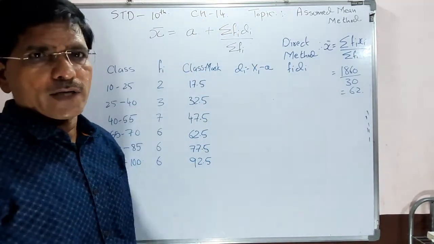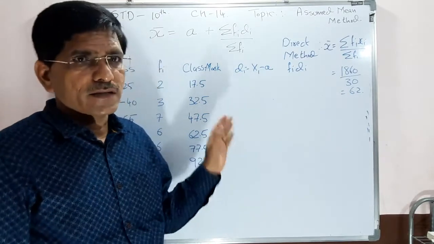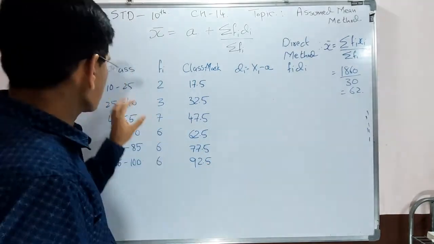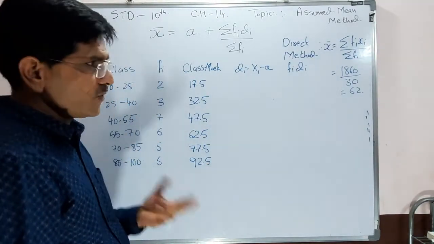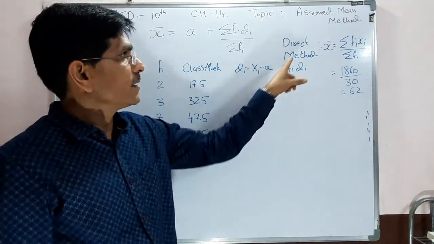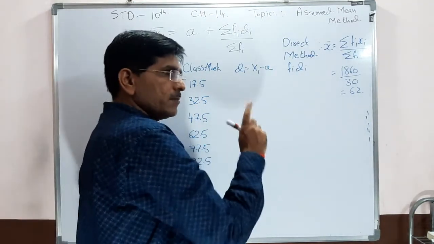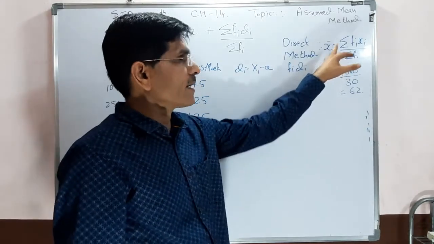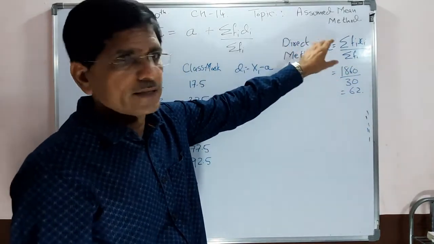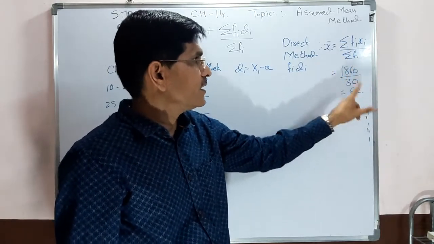Already we have started, and we have completed one lecture related with the mean. We are discussing in this chapter grouped data, so in grouped data, we know that classes must be there. In the first lecture, we already found the mean by the direct method, using the formula x bar is equal to sigma fi xi upon sigma fi. So we can get the answer 62.